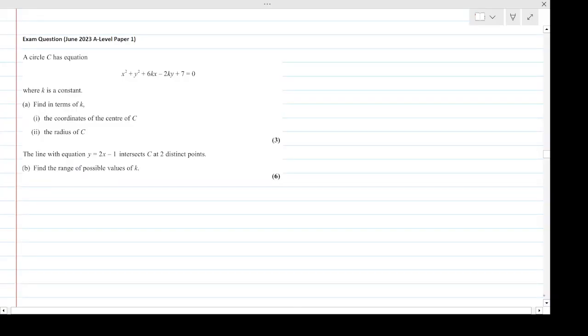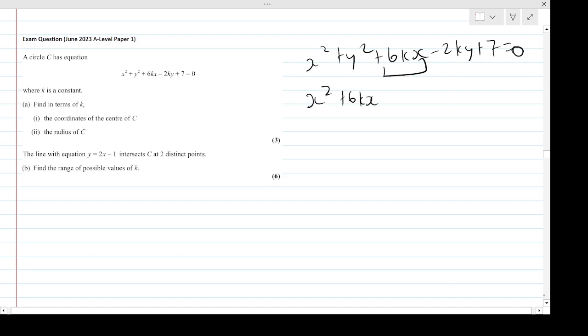First of all then, we are given a circle in this form. And then again, very typically, we need to then find the centre and the radius. So if we have x squared and y squared plus 6kx minus 2ky plus 7 equals 0. Okay, well then firstly, to find the centre and the radius, I need to complete the square. So that's going to be then, if I group the x parts together, I have x squared and then the 6kx here. Then I have the y squared and then minus 2ky plus 7 equals 0.